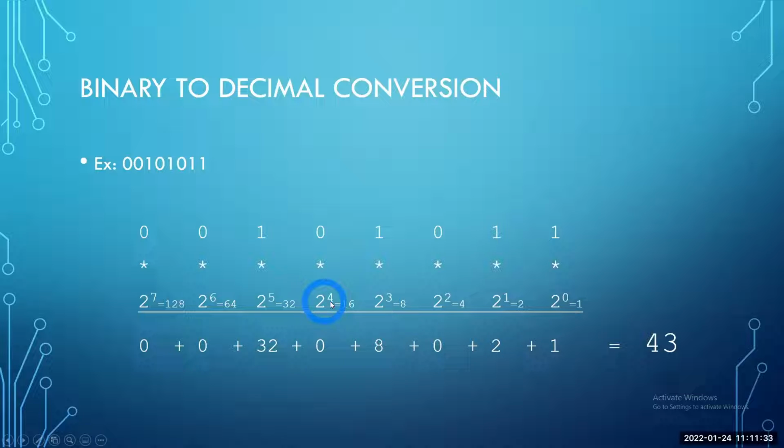2 to the power of 4 equals 16, times 0 is 0. 2 to the power of 5 is 32, times 1 is 32. 2 to the power of 6, 64, 0. 128, 0, 0. So basically, if there is a 1, we bring it down. If it's a 0, we don't. Once you've brought all of your numbers down, you add them up, and that's your final total, 43.